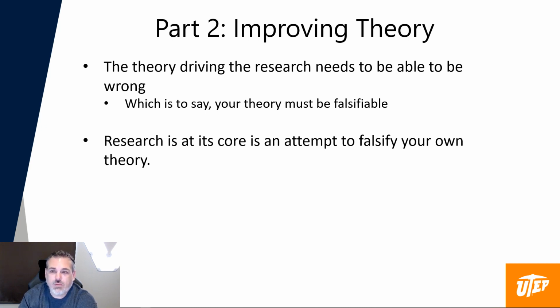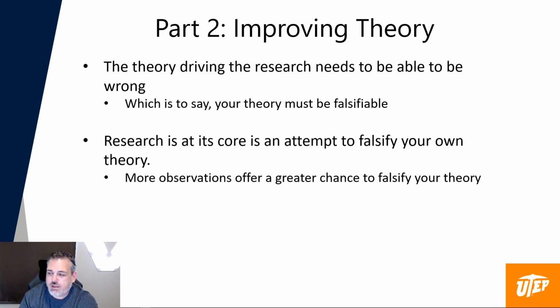But our research is to attempt to falsify it. So we're going to throw every alternative explanation at our theory as possible. And one way in which to actually make this easier is to get more observations, because that provides a greater chance for you to be able to falsify your theory. So we have a problem in our research.